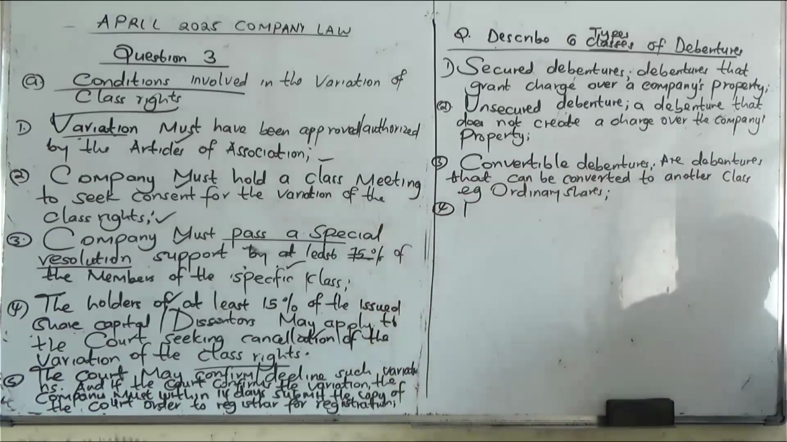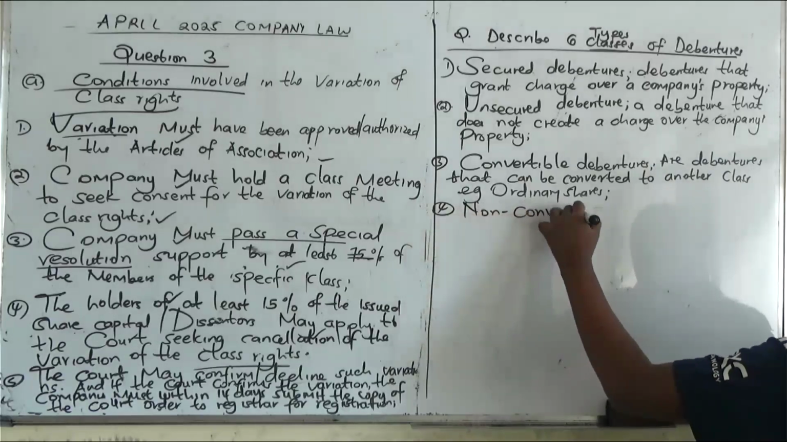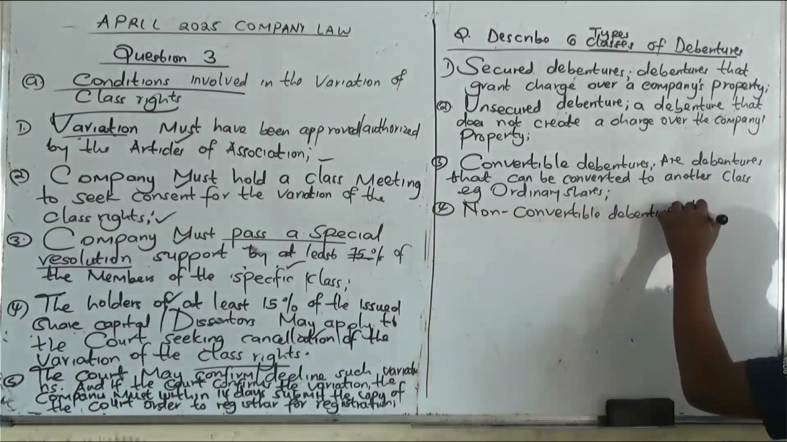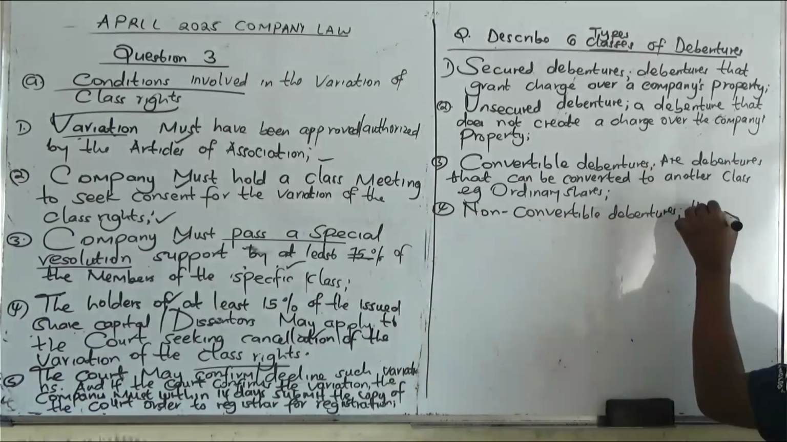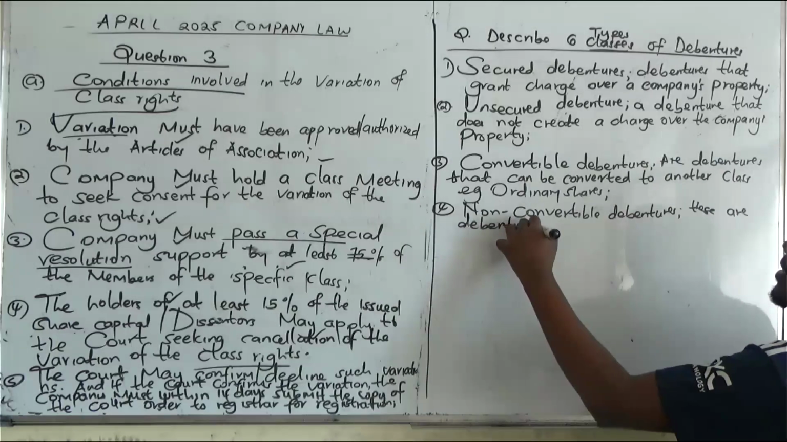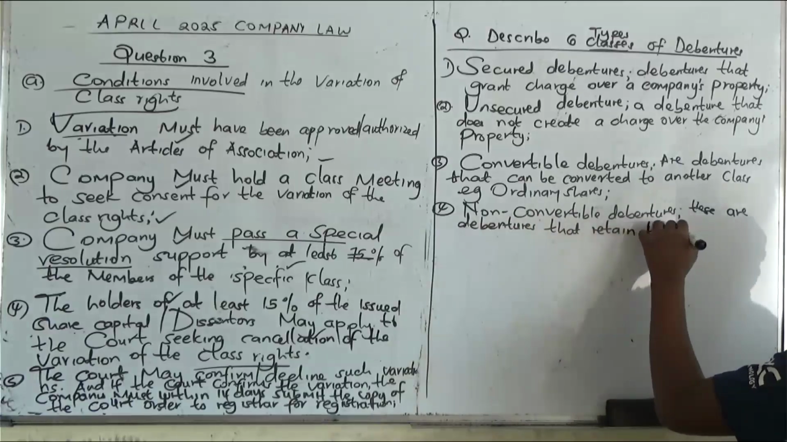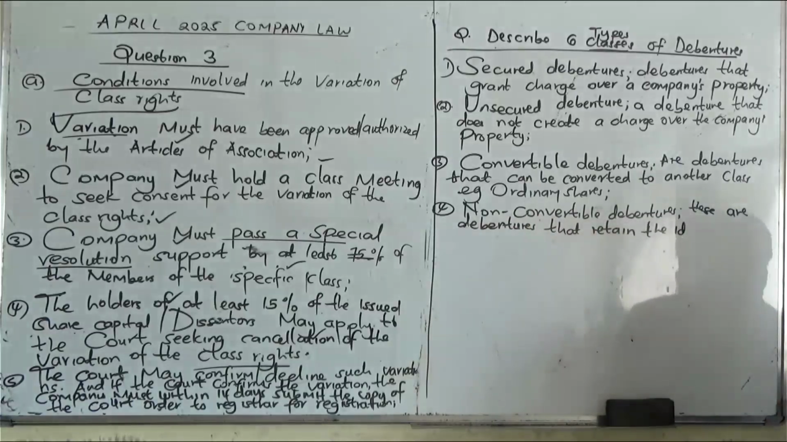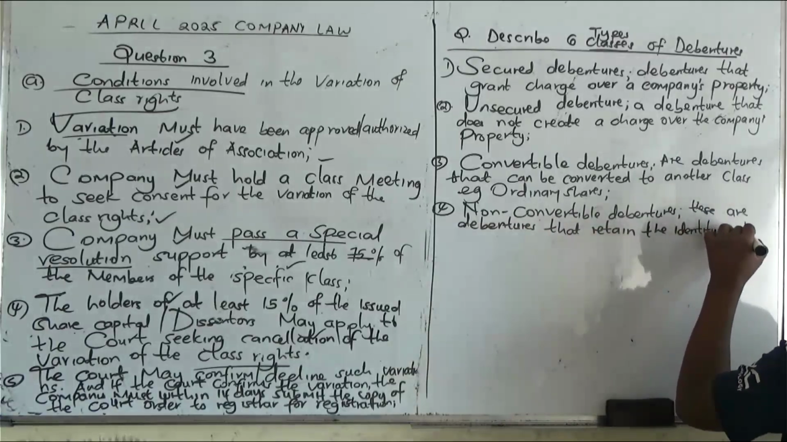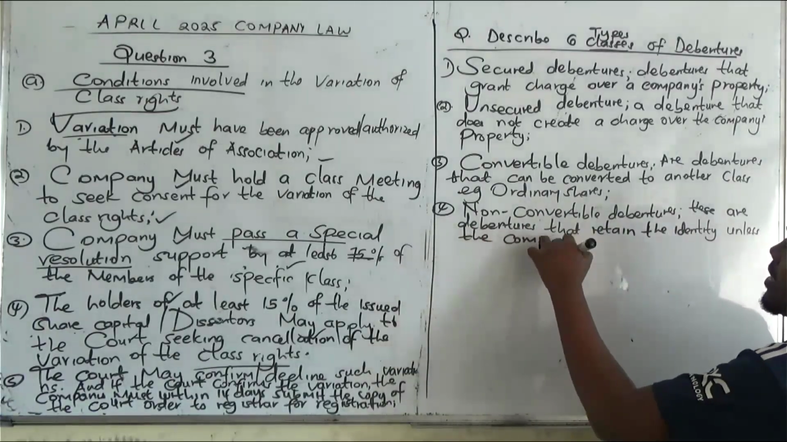If you remember convertible, you go to non-convertible debentures. These are debentures that retain their identity unless the company is under liquidation.